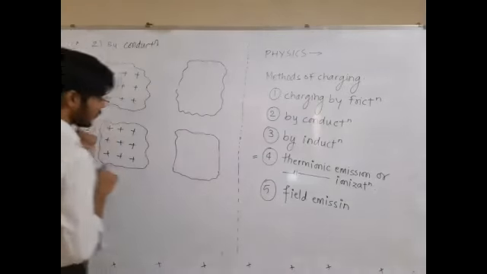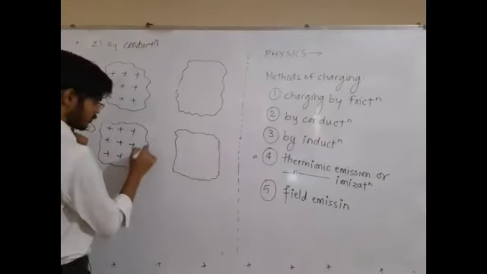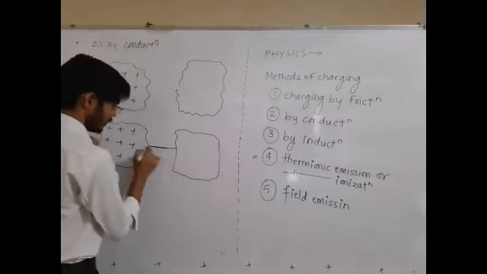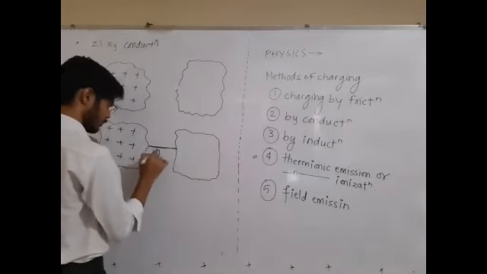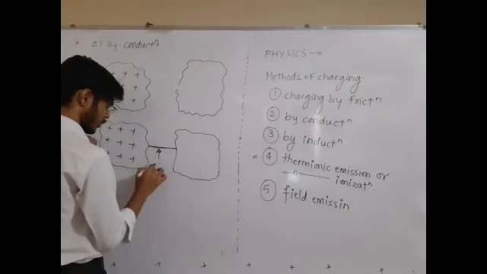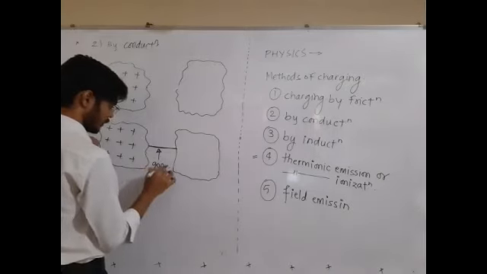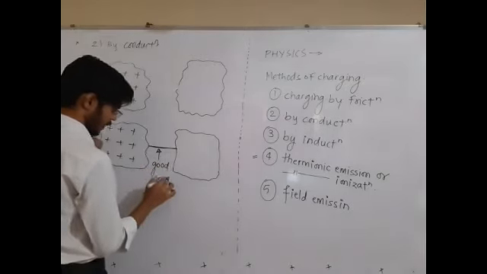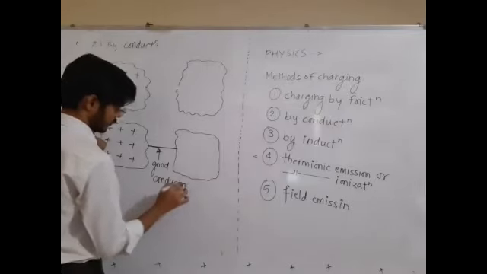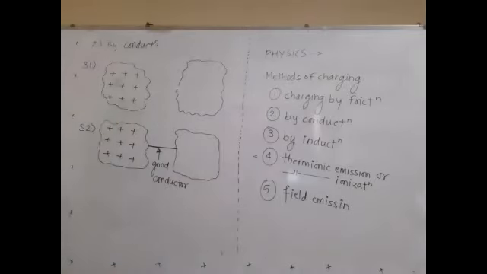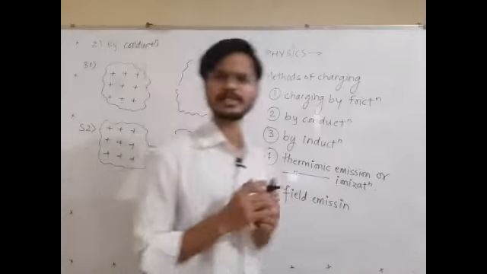Now what will happen is this. We will join these two bodies by means of a good conductor. This is a wire made of a good conductor of electricity. Fine, sir. Now what will happen? The answer is very simple.